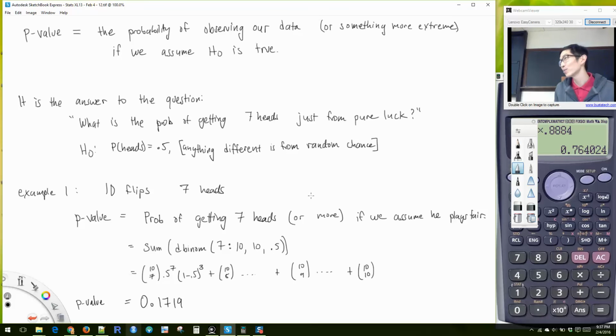say roll the die, you win if you get a 6, and someone rolls the die and they get a 6. You wouldn't say, oh, I think you're cheating, right? They just happened to get lucky. So definitely, this doesn't prove that he's playing fair, but it's certainly not enough to say he's cheating. Okay?